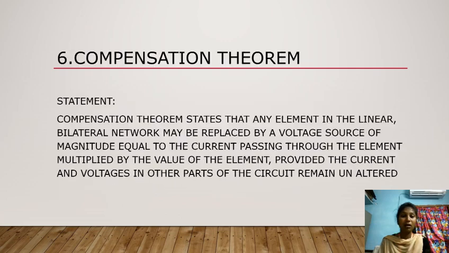The last theorem is the compensation theorem. Compensation theorem statement. The compensation theorem states that any element in a linear bilateral network may be replaced by a voltage source of magnitude equal to the current passing through the element multiplied by the value of the element, and the currents and voltages in other parts of the circuit remain unaltered.